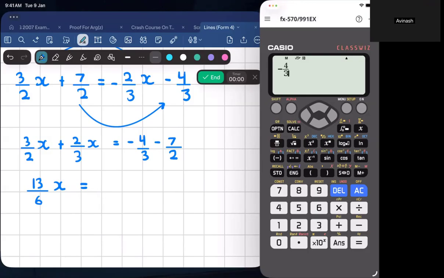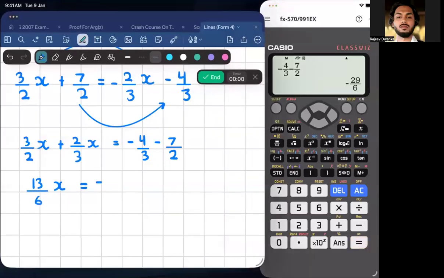Yes, sir. Then you're going to press the arrow to the right to come out of the fraction. You're going to press the minus button again. What do you think you have to press next? Then you press 7, then the fraction button, 2. Press equal and tell me what you get. Minus 29 over 6. Right.